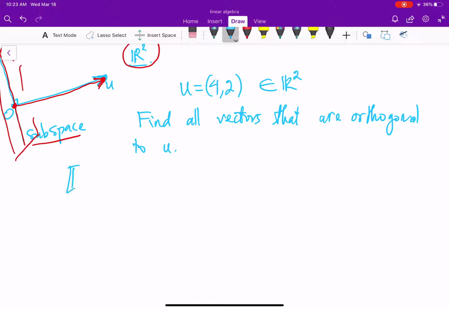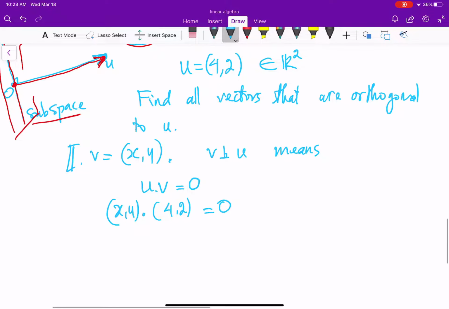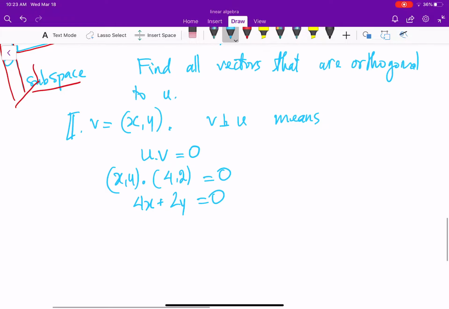Okay, so we use the definition. Suppose I have some vector v = (x, y) that we need to determine. And v is orthogonal to u, which means the dot product of u and v is equal to 0. So let's find the dot product of u and v. That is (x, y) dotted with (4, 2), and we set this equal to 0. We calculate the dot product: 4x + 2y = 0. So from here you can see that y = -2x.